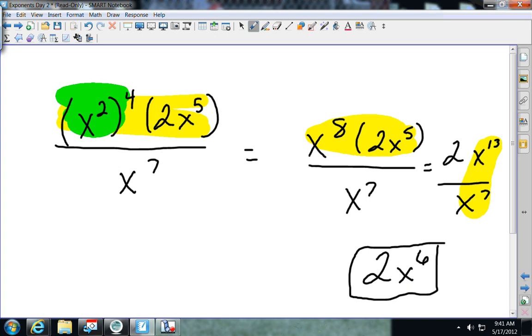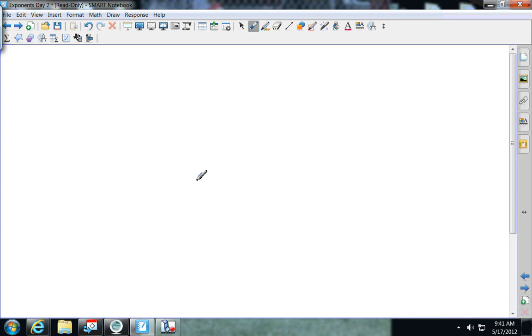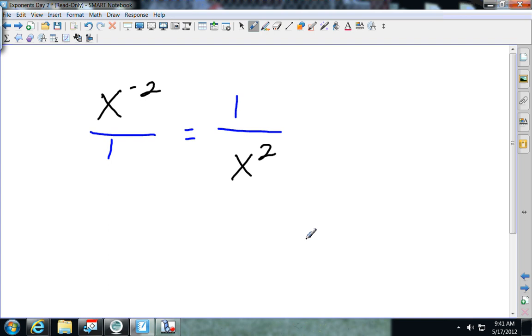Now, what about when we have negative exponents? Say I have x to the negative 2. How can I rewrite that so I have a positive exponent? This is the same as saying that it is over 1, right? Because it's up in the numerator. To make this a positive exponent, you flip it over. So I have 1 over, and then I just put this at the bottom in the denominator. By doing that, it makes my exponent positive.